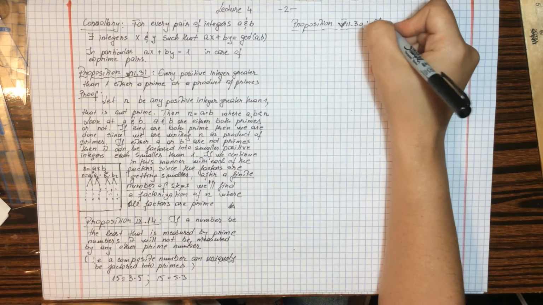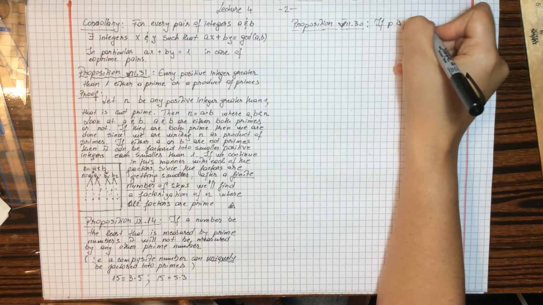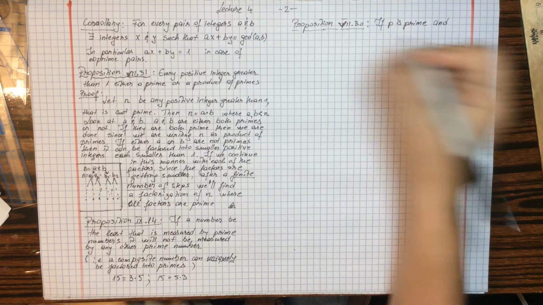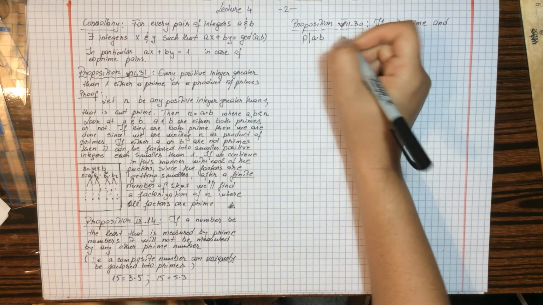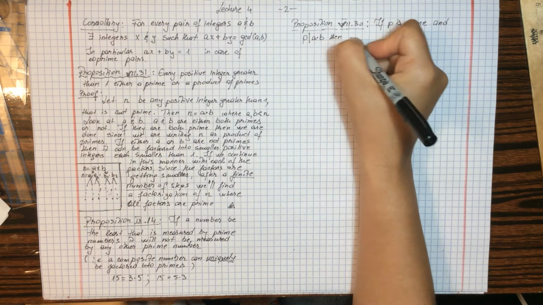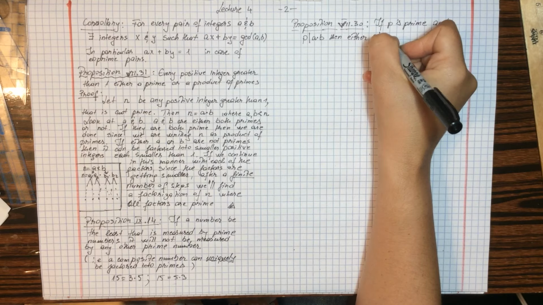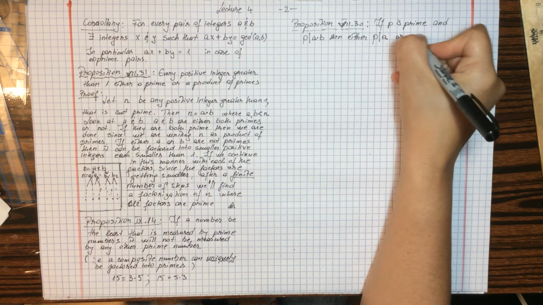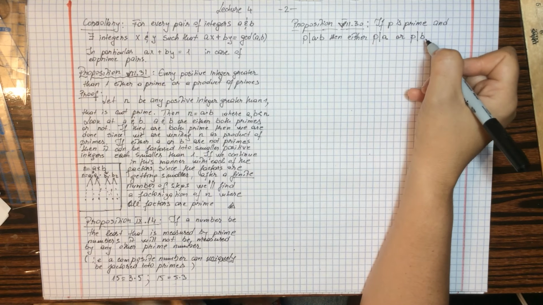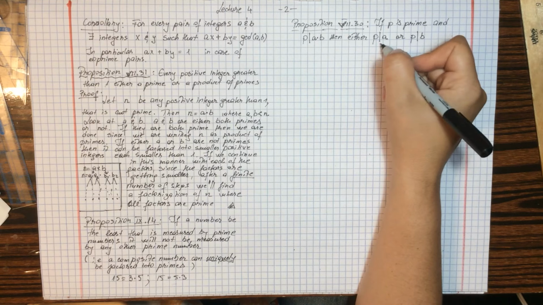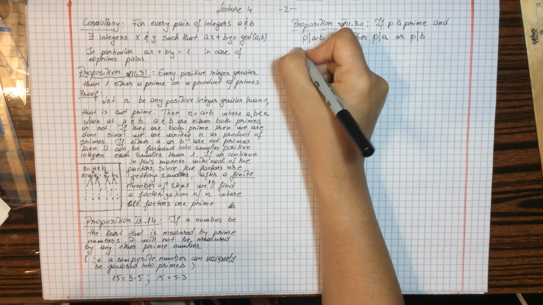So, if P is prime and P divides A times B, then either P divides evenly into A or P divides evenly into B, or P divides A or P divides B. When I say divide in this case, I mean evenly, no remainder. Alright, so here's a proof.